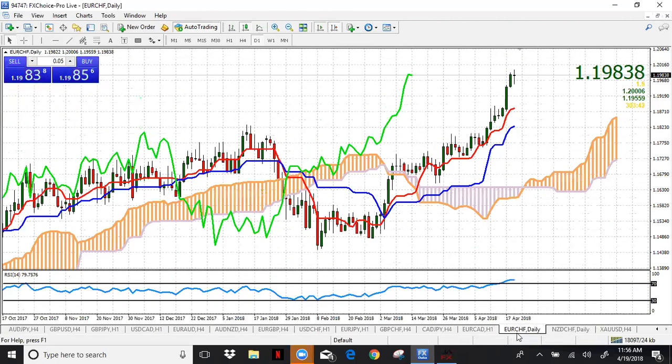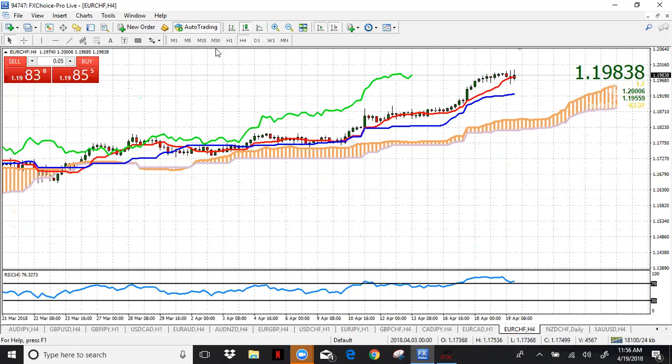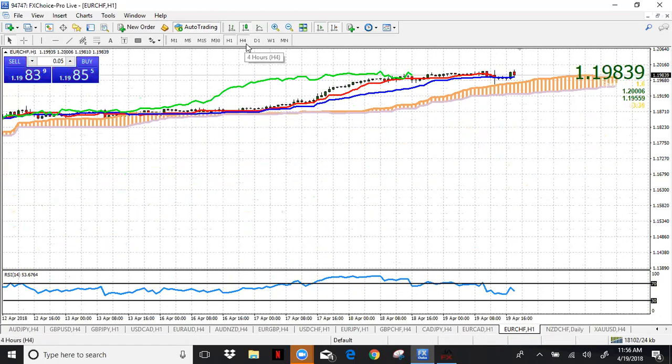Look, they're all in a buy motion right now if you look at the daily. But if I was in the 4 hour, I don't like this one.